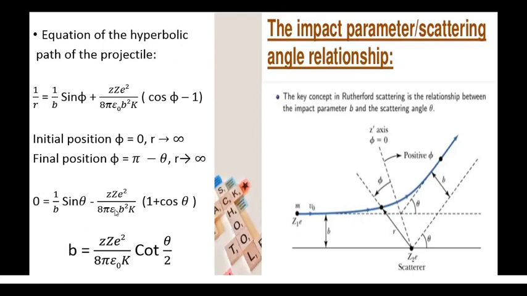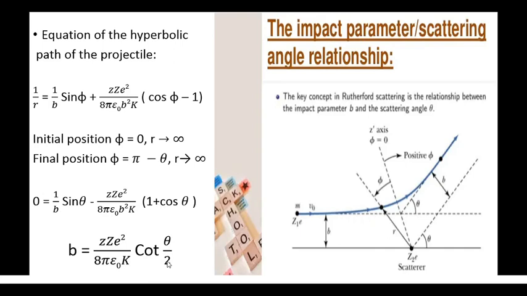From this equation you can find out the value of B, that is the impact parameter, by substituting 1 plus cos theta as 2 cos square theta by 2, and also sin theta as 2 sin theta by 2 cos theta by 2. So in this equation you have to make two substitutions, that is sin theta as 2 sin theta by 2 cos theta by 2 and 1 plus cos theta as 2 cos square theta by 2. Then you can simplify it and find out the value of B from this equation as ZZE square by 8 pi epsilon 0 K into cot theta by 2.